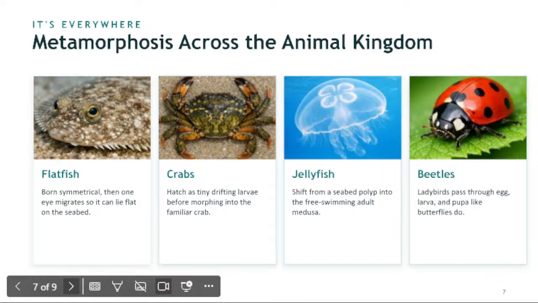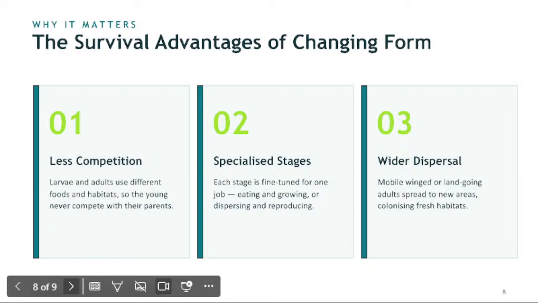Metamorphosis is everywhere, from flatfish to crabs to jellyfish and beetles. The survival advantages of changing form include less competition. Larvae and adults use different food and habitats, so the young never compete with the parents.